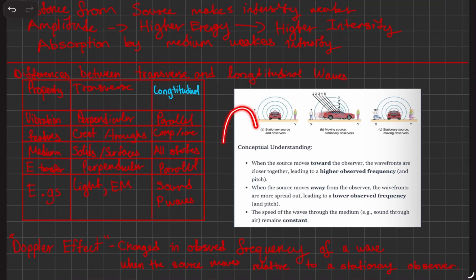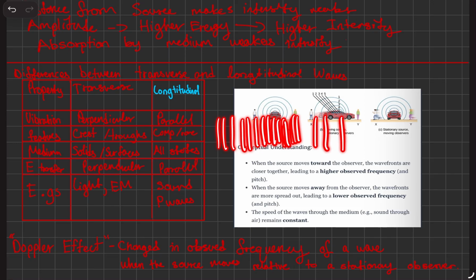They look something like this, whereas the longitudinal wave is composed of compressions and rarefactions. So if I try to draw something like this, we'll have a super compressed area of lines, and here it'll be more spread out, and here we'll have more stuff.